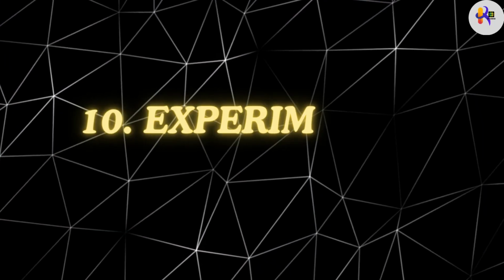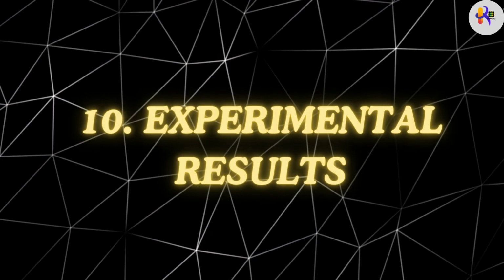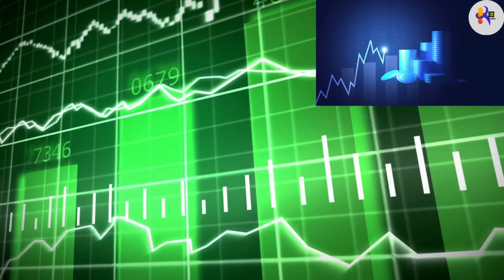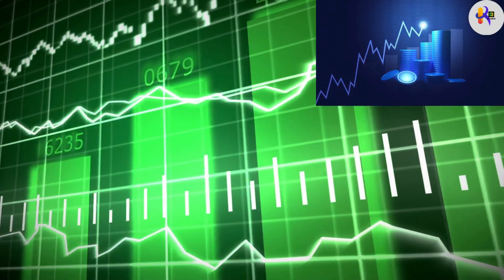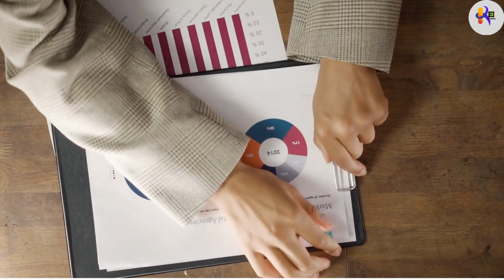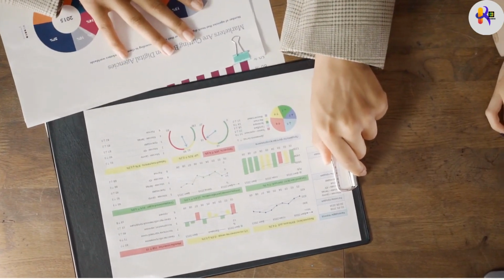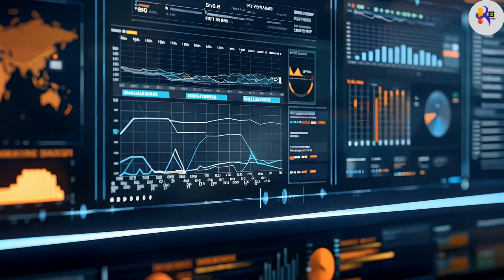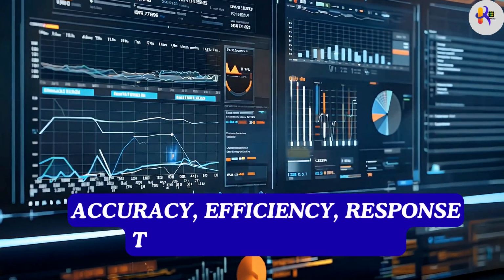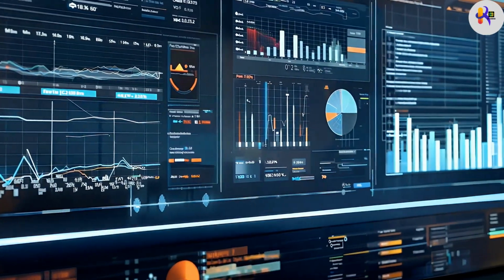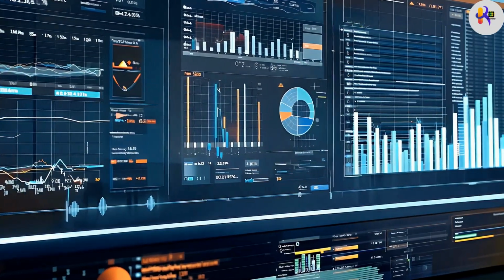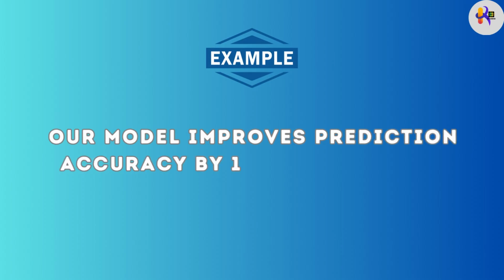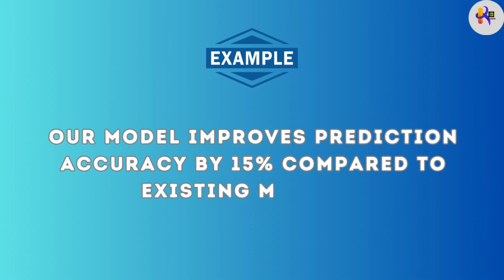Point number 10. Experimental results. This is where you prove your project works. Present your results with graphs, bar charts, line charts, or screenshots of your system in action. If possible, compare your project's performance with existing systems. That makes your case stronger. Focus on key performance metrics like accuracy, efficiency, response time, or cost savings. Highlight improvements in percentage form. For example, our model improves prediction accuracy by 15% compared to existing methods. Numbers speak louder than words here.